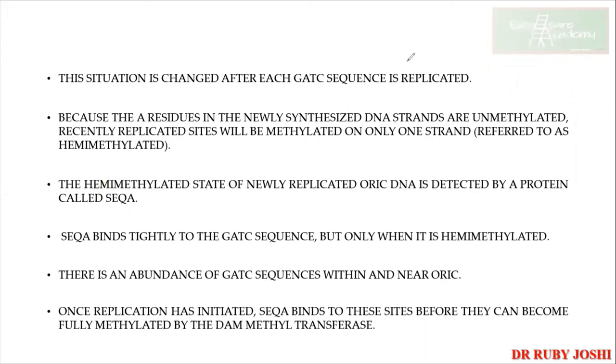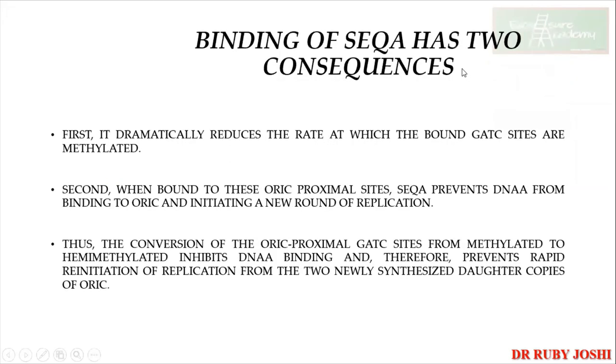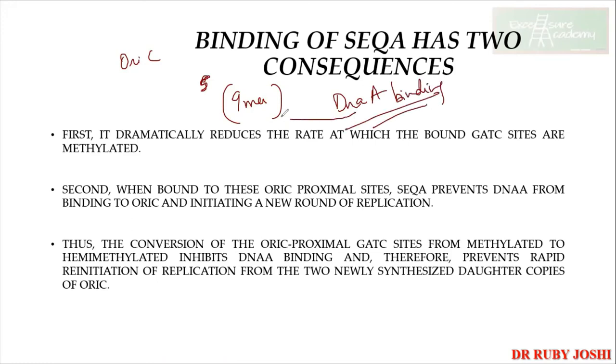Now, the significance of binding of SeqA to the hemimethylated OriC. If you remember, in the case of OriC, we have those 5 units of 9-mer sequences, correct? DnaA binding protein, where does it bind? It binds to these regions only.